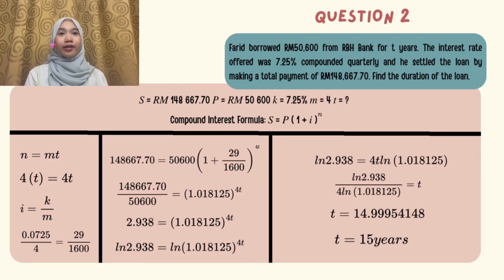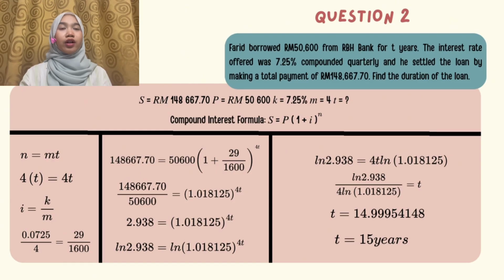So we have to find the variable T, given S equal to 148,667.7, P equal to 50,600, K equal to 7.35%, and M equal to 4. And I use the compound interest formula, S equal to P open bracket 1 plus I close bracket to the power of n. We have to find the values of n and I. n equals M multiplied by T, and we got 4T. I equals K over M, and we got 0.0735 over 4, which is 39 over 1,600.